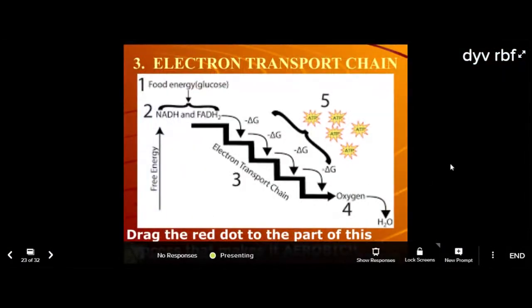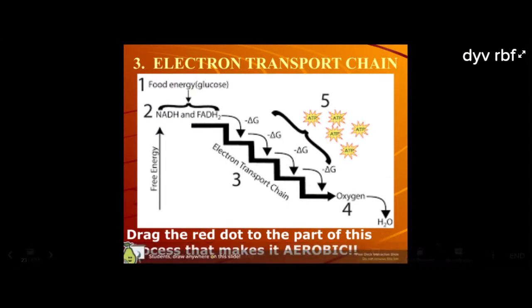All right, drag a red dot to the part of this that makes it an aerobic respiration. Aerobic, remember, what makes something aerobic? It has something. There's that word again. Same word as we talked about in the beginning.